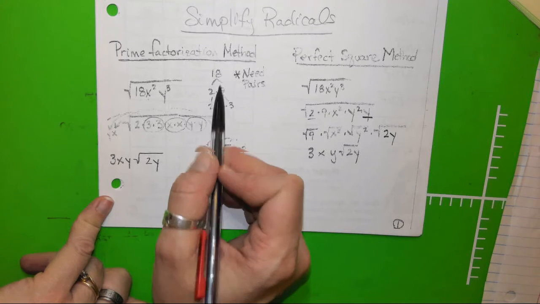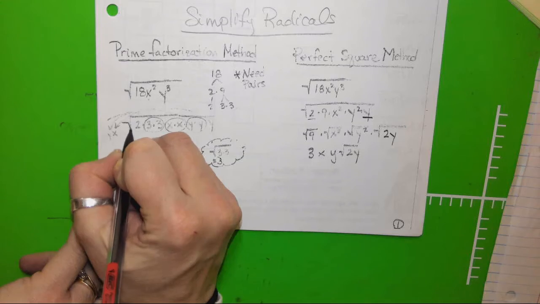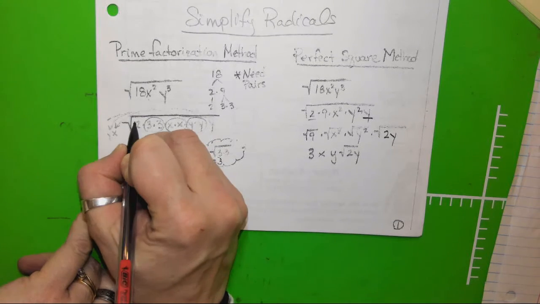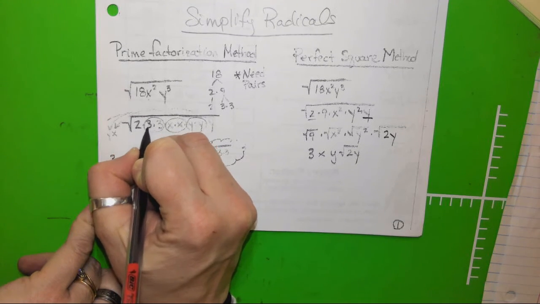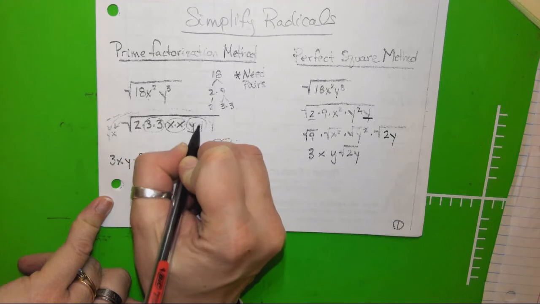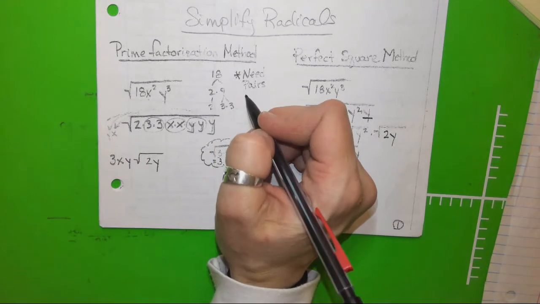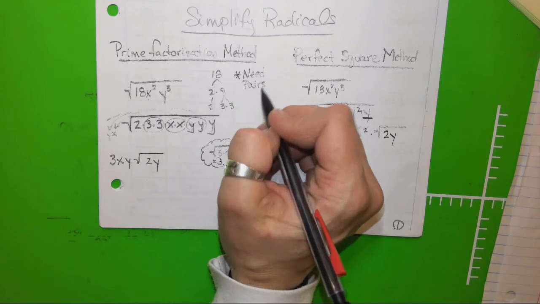So we broke down the 18. We got 2 and 9. 9 breaks into 3 and 3. So we rewrote the radical as the square root of 2 times 3 times 3 x, x, y, y, y. Now, we are doing the square root, so we need pairs.